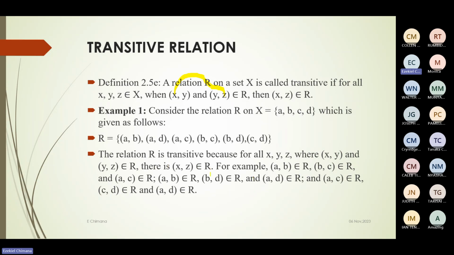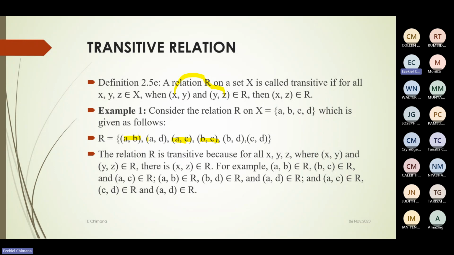For example, (A,B) is an element of R, (B,C) is an element of R, and then we have (A,C). So whenever you have (A,B), if you encounter B something, you must also have A something. We've got AB and we've got this BC, so A must also be related to C through B, and we have got this AC, just like that.